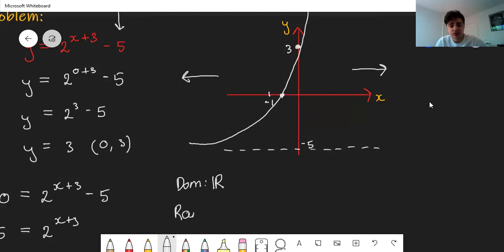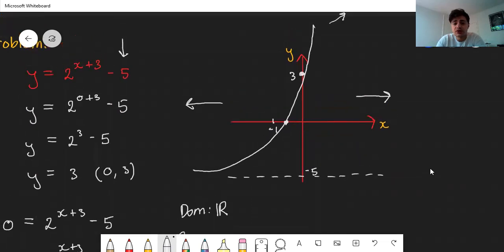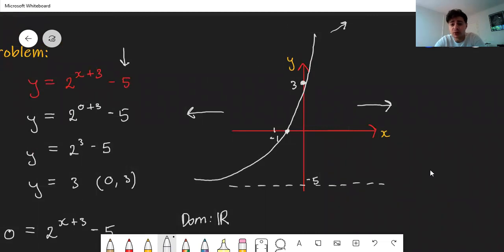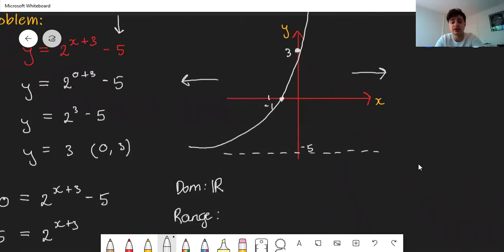The range are all the possible y values that exist for this function. So if we look at where the smallest y value could possibly be, that is -5. And then how far up does the graph go? It continues to go. It will go all the way to infinity, which is what we can consider. So I'm going to write -5 is the smallest possible y value, even though it never touches -5, but that's our barrier, and all the way up to +infinity.